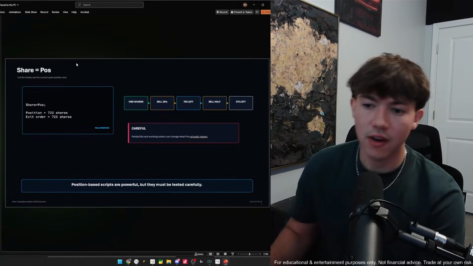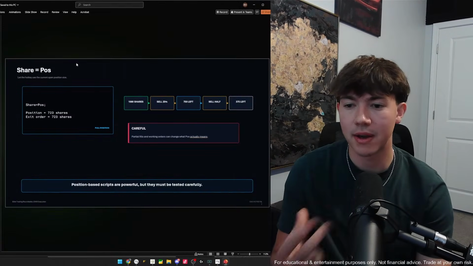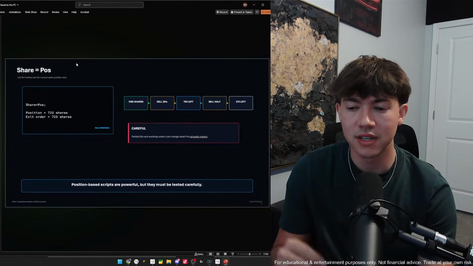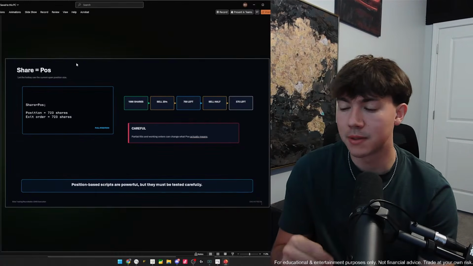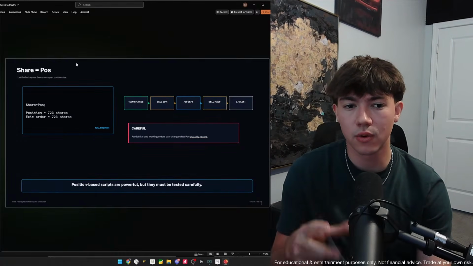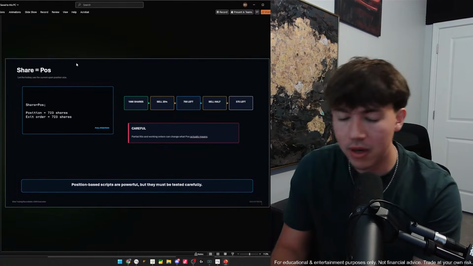And so what is your share? Your share equals your position. This typically means if I'm setting out my entire order in my hotkeys, I can do position times 0.5, or I can do position times 0.25. It just depends on your order routing specifically.